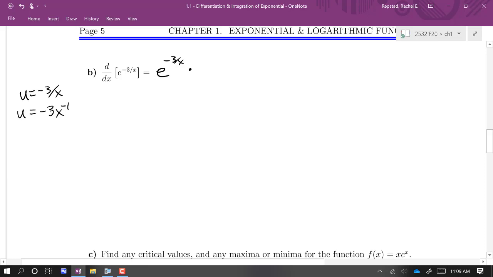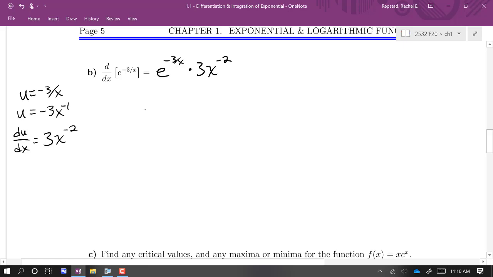Now, if you looked at negative 3 over x and you were thinking to yourself, I can use the quotient rule to find the derivative, you're absolutely right. You can. It's just a little bit more work. So if we rewrite it this way, finding the derivative is easier because we can use the power rule. du dx, I'm going to bring the negative 1 down, multiply it, so that's a positive 3, and then x to the minus 2. And so that's what we're going to multiply by over here when we apply the chain rule.